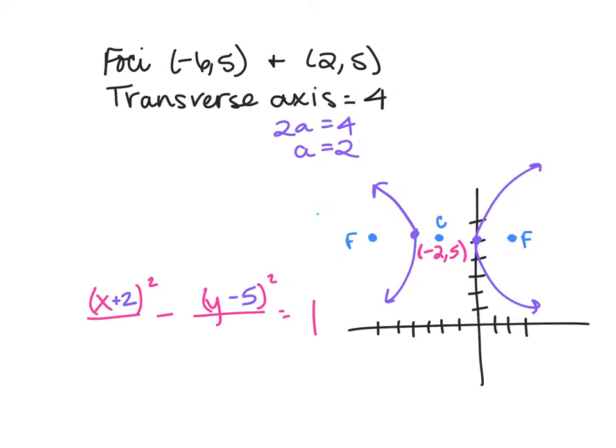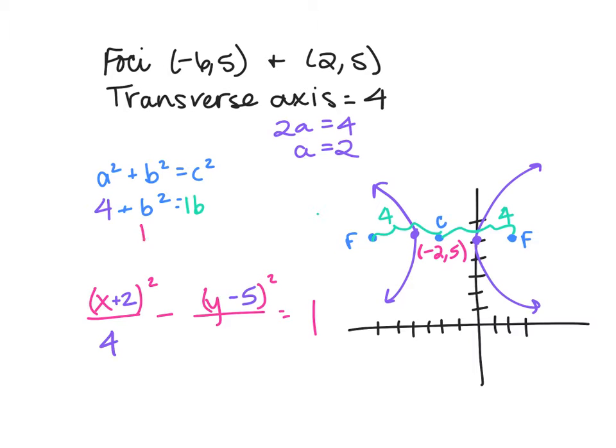So a always comes first, so if a is 2, then a squared is 4. And now, similar to ellipses, we need to find the b value. So we have our equation, a squared plus b squared equals c squared. We know a is 2, so a squared is 4. And then we also know c. It's not explicitly given to us, but c is the distance from the center to the foci, just like it was for ellipses. So if we count over, the distance from the center to that focus, either way, is 4 units. So if c is 4, then c squared is 16.